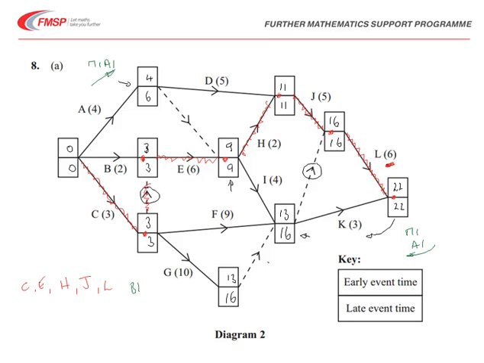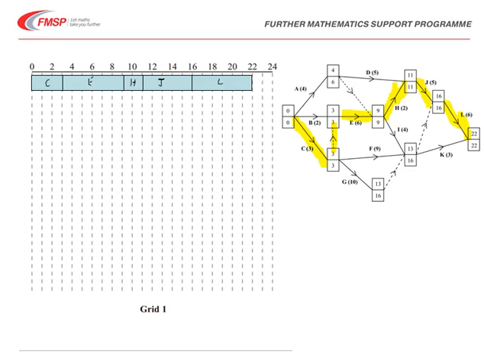The next part of the diagram asks us to take our diagram and produce a Gantt chart or cascade diagram. So what I've done is reproduced the answer to the first part of the question here, and you can see I've already marked in the critical path. So the critical path or the critical activities will always go usually on the top line of our chart.